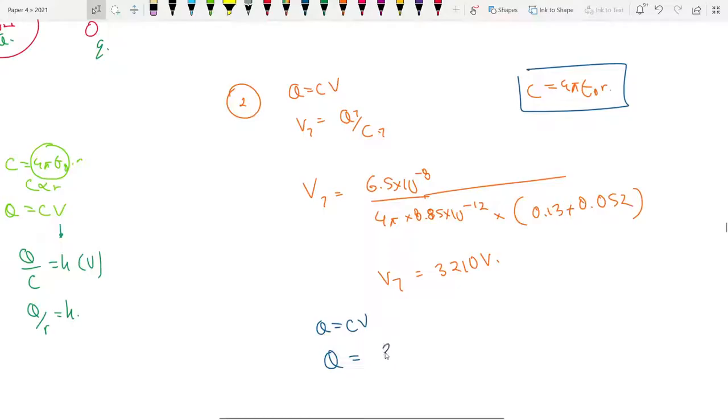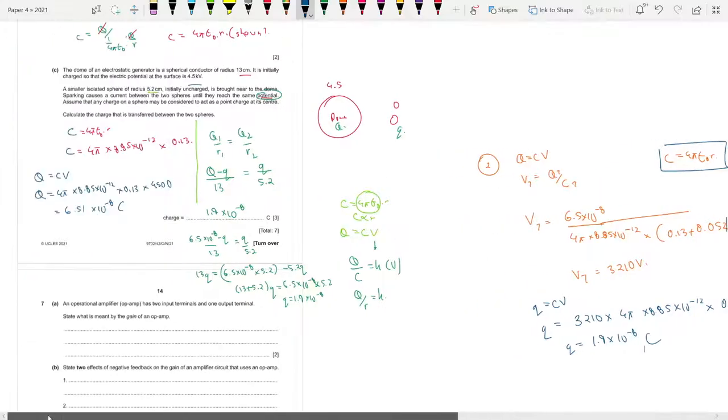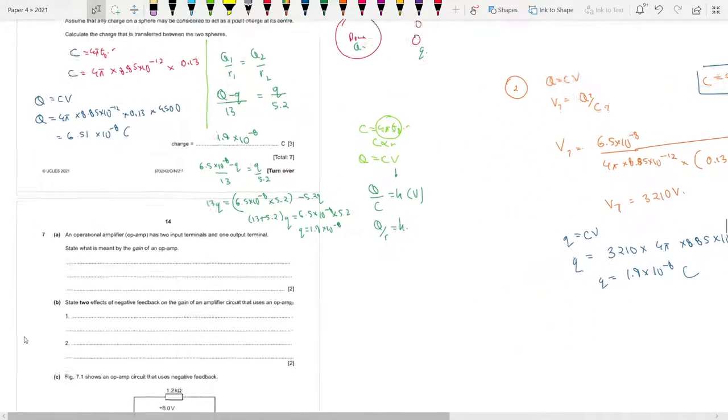Charge is equal to 3210 volts into 4 into pi into 8.85 into 10 to the power minus 12 into the value of R, which is 0.052. If you solve this, let's not write this as Q, let's denote it as small q. So small q is going to be equal to 1.9 into 10 to the power minus 8. This is also another route that you could take. I prefer the one I showed you at the beginning, okay?